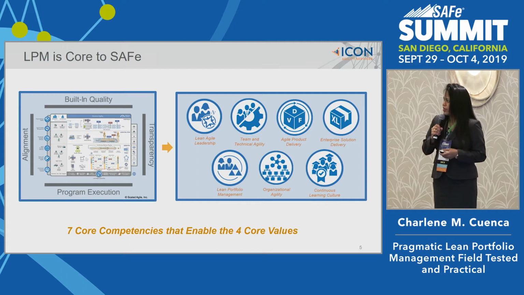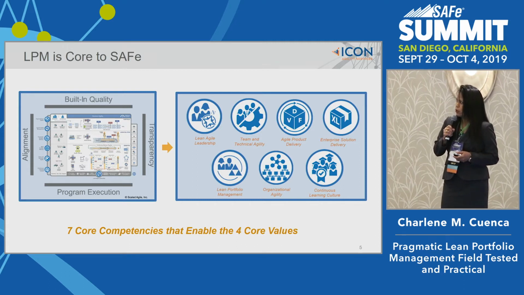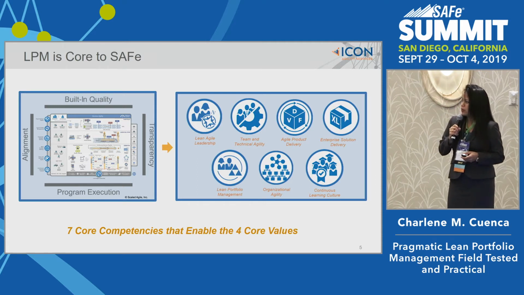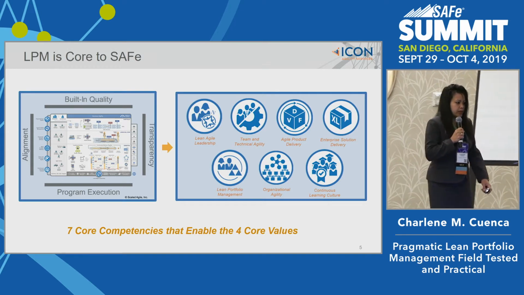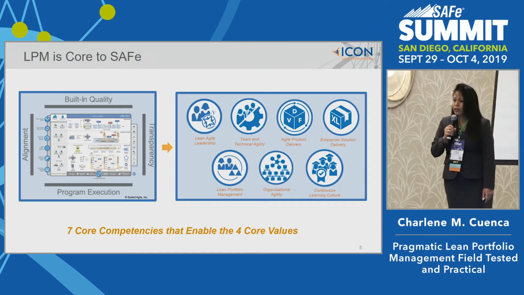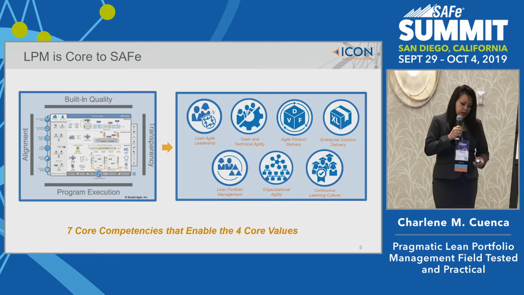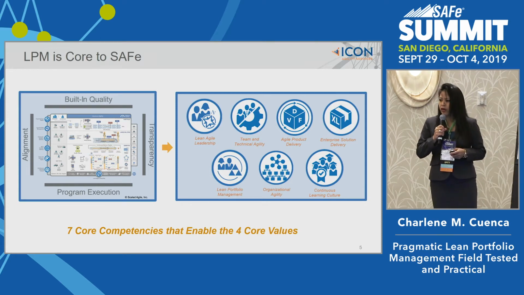And like I said, what I wanted to call out here is that in 5.0, it's a very big focal point that we view lean portfolio management as the tie between strategy and execution. As you can see here, there are 7 core competencies, and they enable the 4 SAFe core values. So you're going to hear me talk quite a bit about alignment and transparency, because that's a really important thread as well. The reason we have lean portfolio management is so that we can have transparency and alignment on the upstream process that feeds our trains.